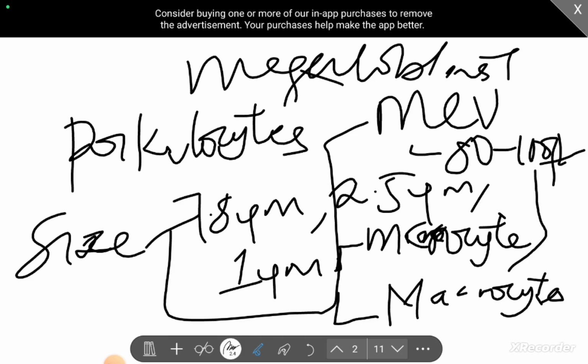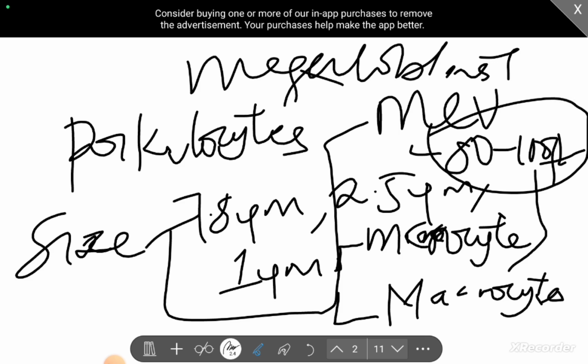So the mean corpuscular volume will be greater than 100 femtoliter. Another variation, which is the normal, is the normocyte. I told you we have microcyte, there's macrocyte, and there is normocyte. Normocyte is just the normal size of red blood cells, which, as I've told you, is about 80 to 100 femtoliter. That is the normal size.